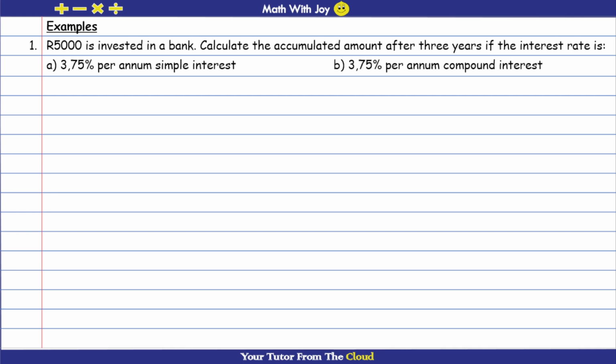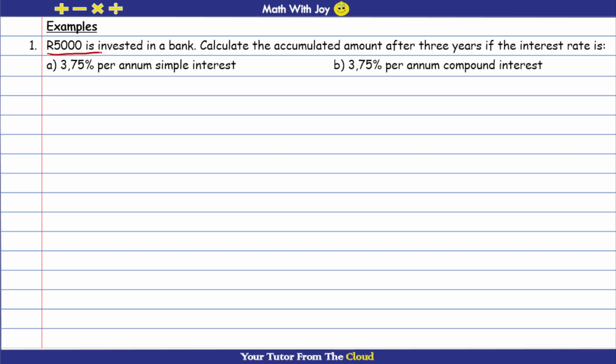Right, so let's do some examples and let's learn how to work with the formulae. They say example number 1, 5,000 rand is invested in a bank. Now, when you invest, that means that is going to be your money. You are growing your money. So as you will see now with the calculation, if you go to the bank and you invest this money, you expect something more than 5,000, right? Calculate the accumulated amount after 3 years, right?